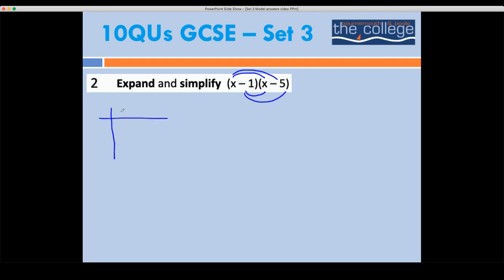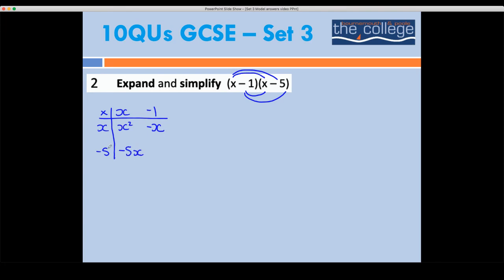This just means you put each bracket written out on one part of the grid. You've got an x and you've got a minus 1. You've got an x and you've got a minus or negative 5. And they're all being multiplied together. So we've got x multiplied by x gives you x squared. X multiplied by minus 1, that's minus 1x, but we always write minus x. So it's the same as minus 1x, it's just written as minus x. Minus 5 times x, you get minus 5x.